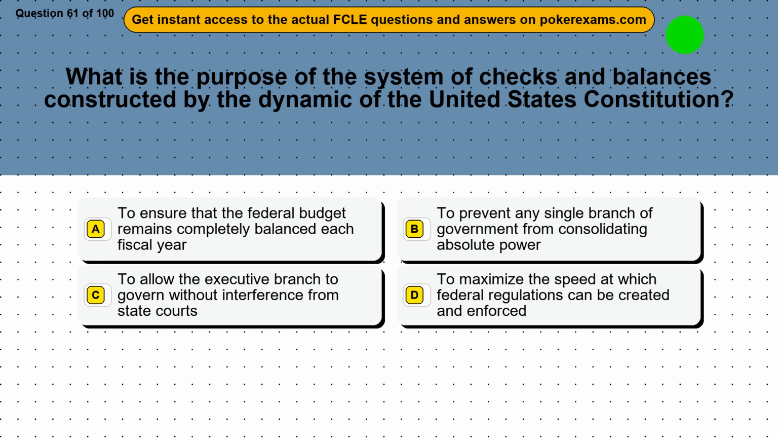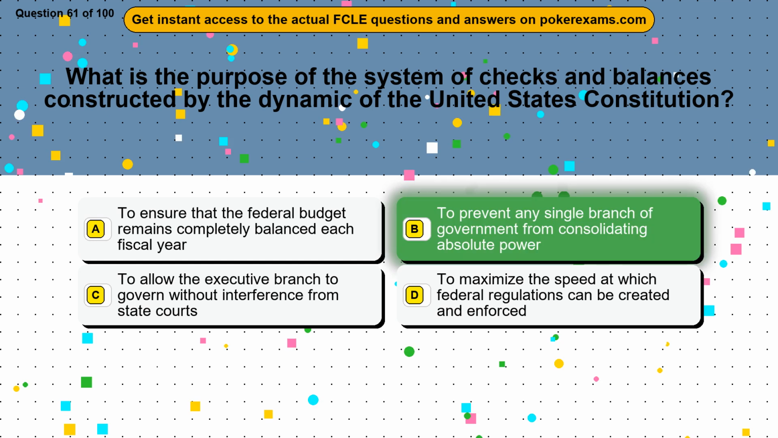Question 61. What is the purpose of the system of checks and balances constructed by the dynamic of the United States Constitution? Option A, to ensure that the federal budget remains completely balanced each fiscal year. Option B, to prevent any single branch of government from consolidating absolute power. Option C, to allow the executive branch to govern without interference from state courts. Option D, to maximize the speed at which federal regulations can be created and enforced. The correct answer is option B, to prevent any single branch of government from consolidating absolute power.